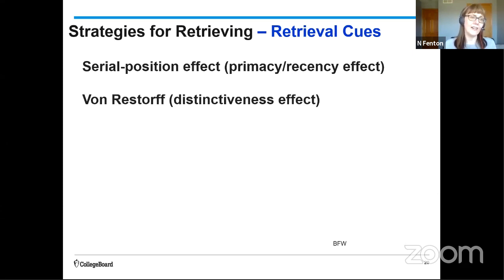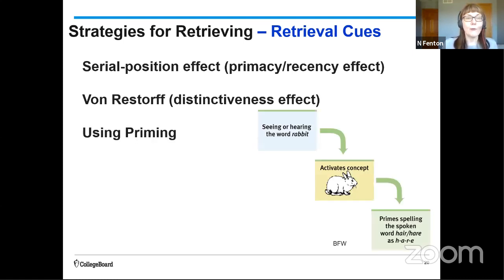There's also something called the von Restorff effect, also called distinctiveness, sometimes the isolation effect. This is that unique items in a list are the items that we remember. So if you have a long list of things to pick up at the grocery store, and then there's one kind of strange, really atypical item that you have to pick up, you might find that you remember that.